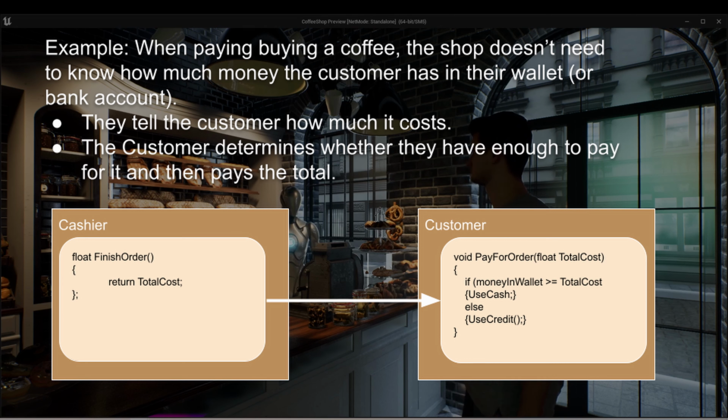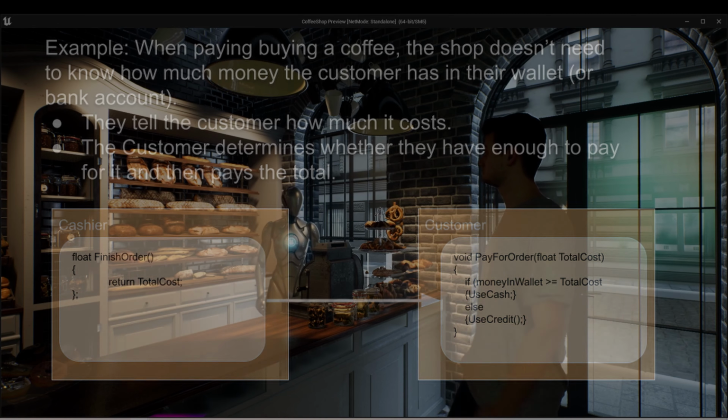Let's say our cashier has a function called finish order. It would only return the cost of the order, and using an interface or a dispatcher or something, the cashier would tell the customer class that they need to pay for the order, and then the customer would call their pay for order function, taking the input of the cost of the order, and maybe they check their wallet first. So they may say, if I have enough money in my wallet, I'll just use cash. But if I don't, I'll use a credit card. In this example though, the cashier never sees inside the customer's wallet. The customer is responsible for knowing how they want to pay.